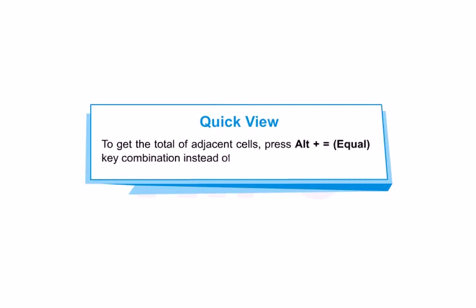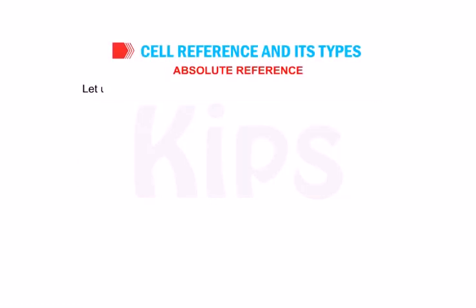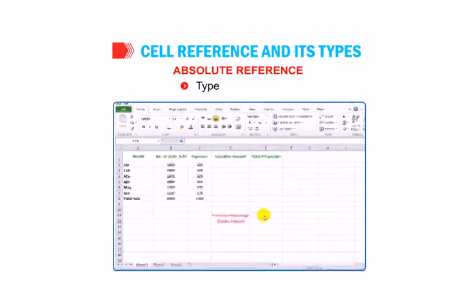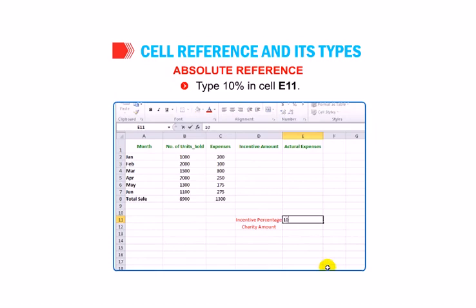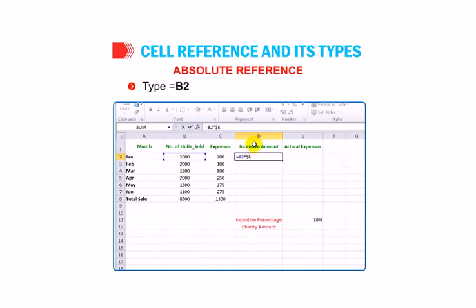Students, we can quickly get the sum of the values of the adjacent cells. Press the Alt+= key combination instead of clicking the AutoSum button. Let us calculate the incentive at the rate of 10% on monthly sales. Type 10% in cell E11. Click on cell D2. Type =B2*$E$11 and press the Enter key.